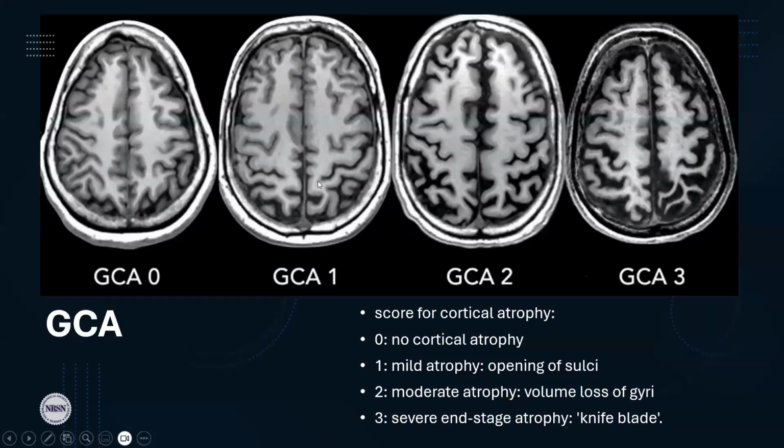Now, for GCA 2, you can have moderate loss of the cerebral gyri. So you can appreciate on the temporal lobe here that there's moderate loss of the gyri, while in GCA 3 there is the end stage atrophy, where you have a knife blade pattern of cerebral cortical atrophy.